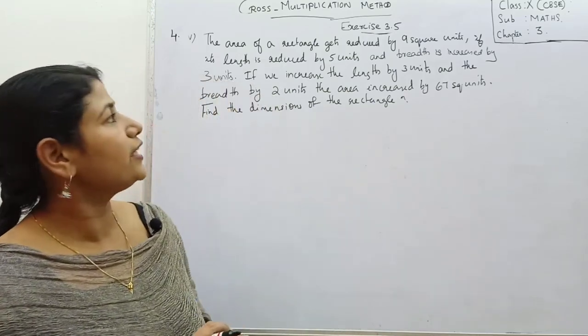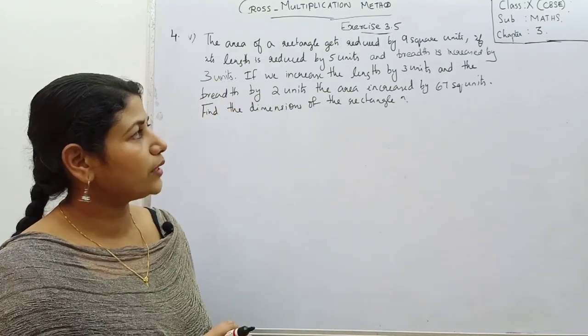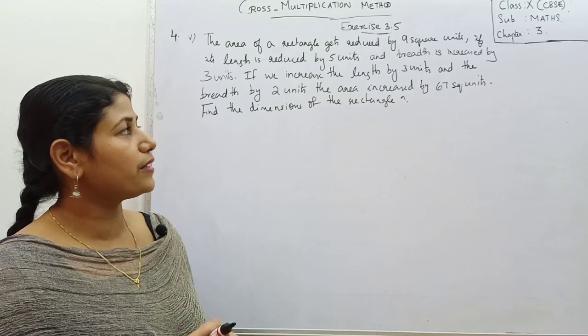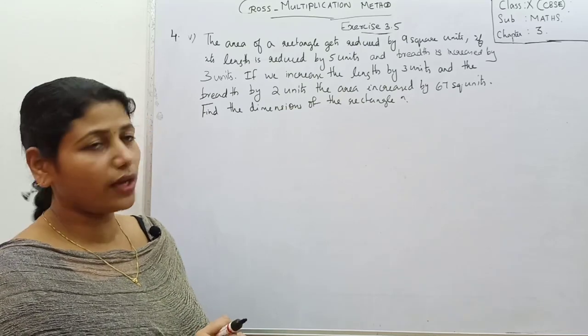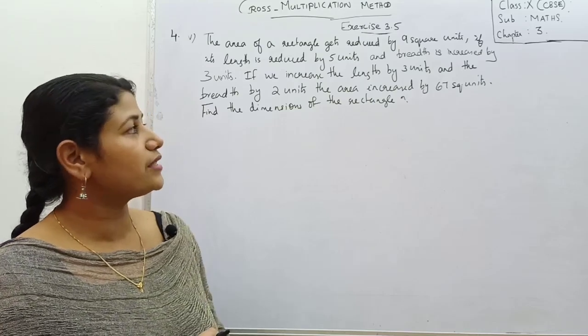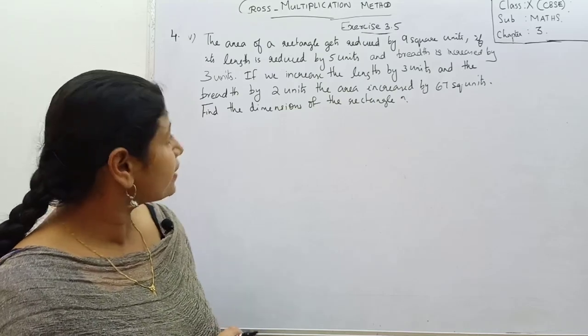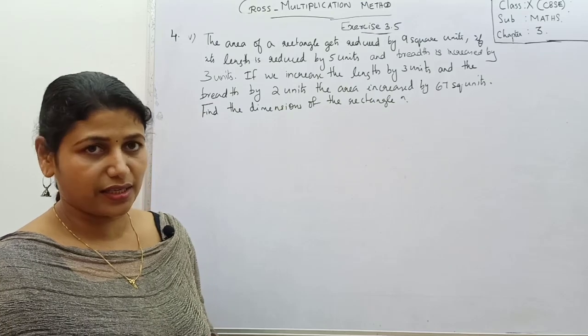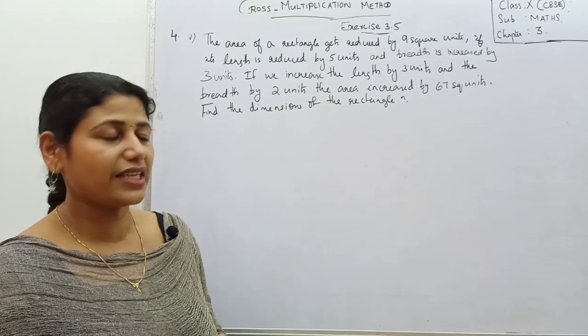The question is, the area of a rectangle gets reduced by 9 square units if its length is reduced by 5 units and breadth is increased by 3 units. And if we increase the length by 3 units and the breadth by 2 units, the area increases by 67 units. Find the dimensions of the rectangle. Dimensions means the length and breadth of the rectangle.